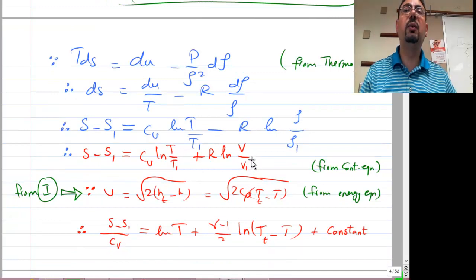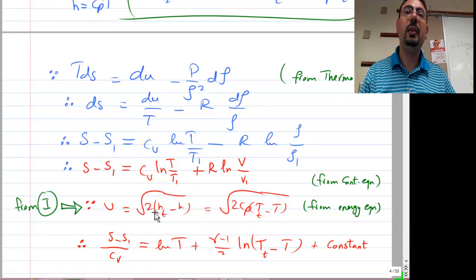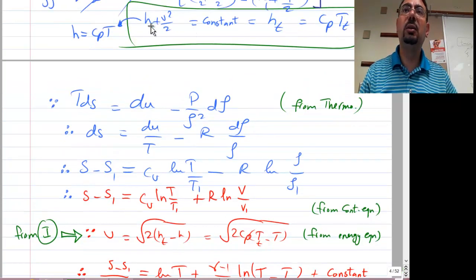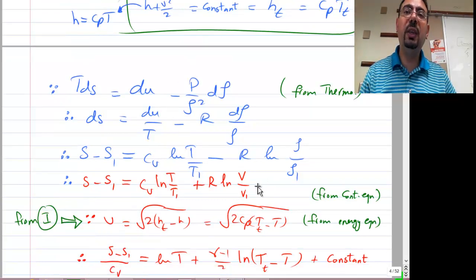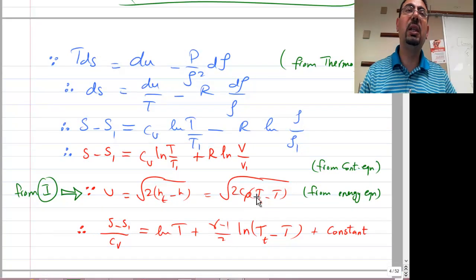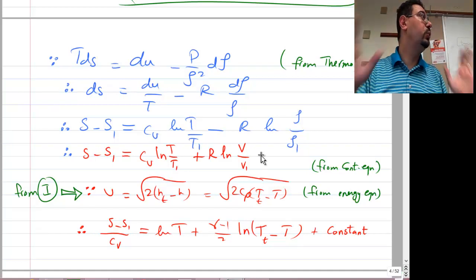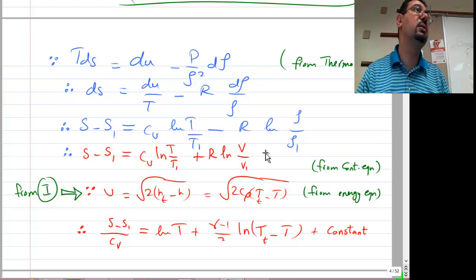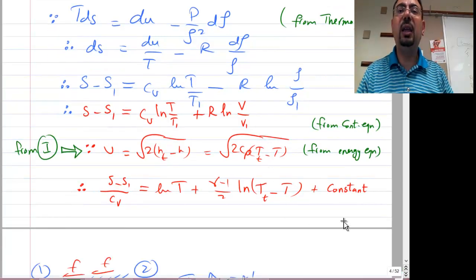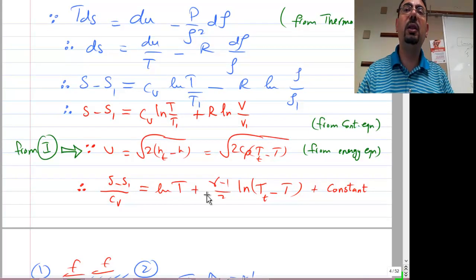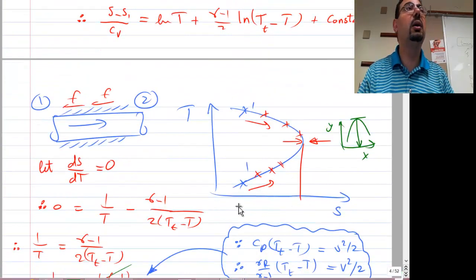Okay? He would like to get rid of that velocity too. So he will replace it using the energy equation: the total enthalpy is H plus V squared over 2, or Cp T plus V squared over 2, which equals Cp T total. So he can take out the V and write instead H total and H, or basically T total and T. Why is he doing all this? Because he wants a relation just between S and T. You just want to see how the TS diagram looks for a flow like this. Okay, that's what's going on. So he got his equation. Here is the entropy in terms of the temperature. And here is how it looks on a TS diagram. If you plot this, you'll end up with that curve.